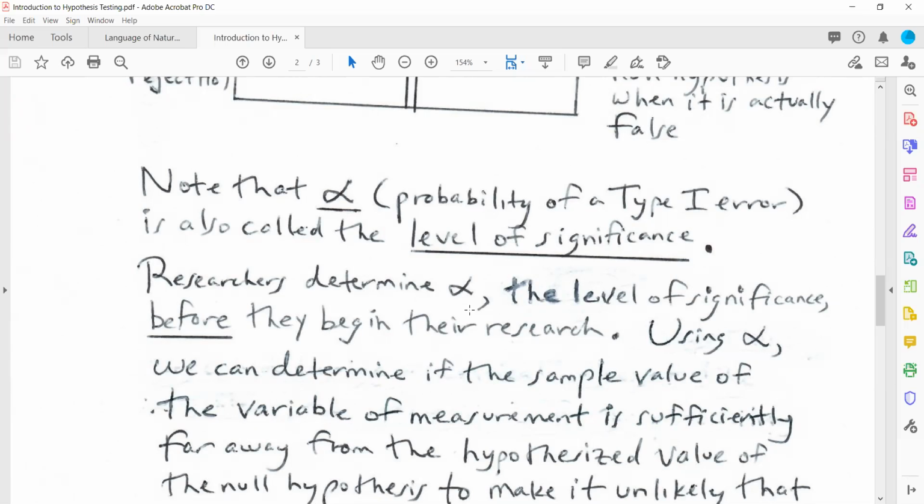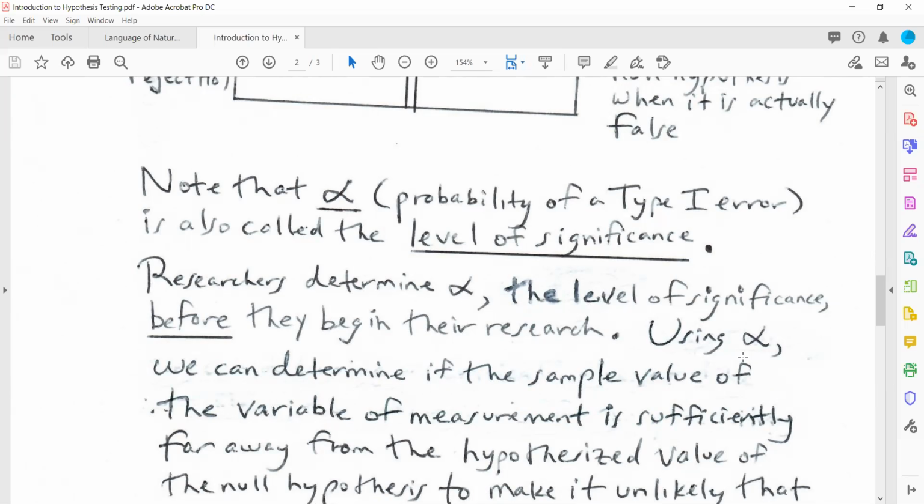Remember, it's a probability, so it's between 0 and 1. Typically, alpha is something around 0.05 or 5%. Some researchers might use 1% or 0.01, or they might use 10%, 0.10. Whatever they may use, that is called the level of significance.